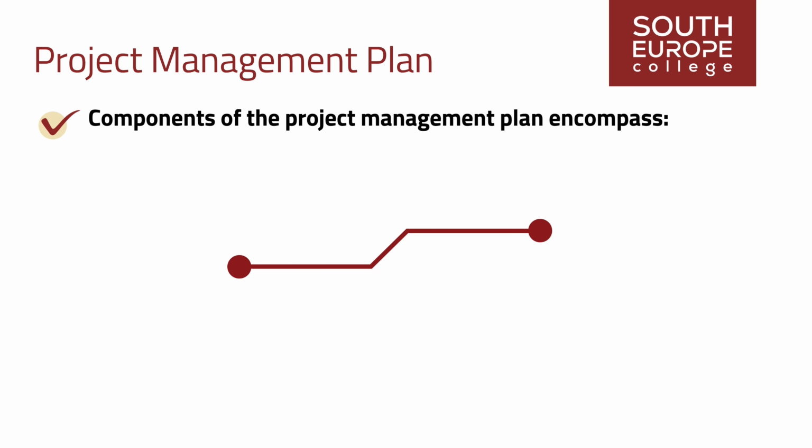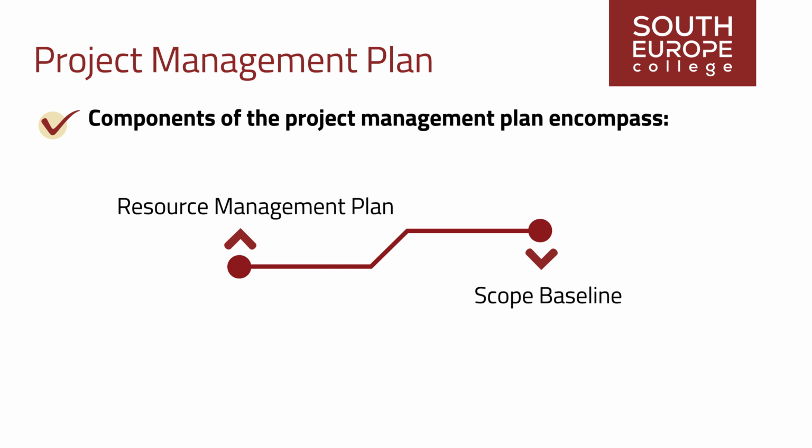Components of the project management plan encompass, among others, Resource Management Plan. This plan delineates the strategy to identify various project resources and specifies methods for quantifying the resources required for each activity. And Scope Baseline, identifying project and product scope necessary to meet project objectives. The scope influences the requirements for both team and physical resources.